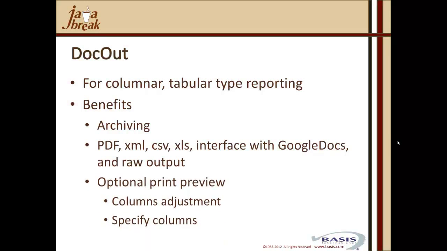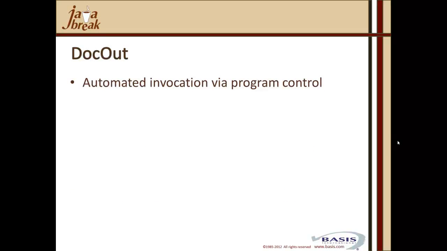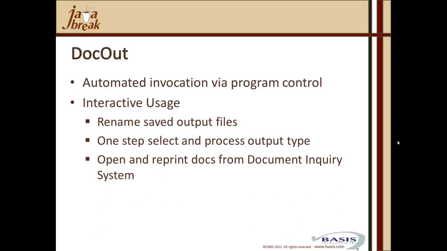And you have optional print preview where you can do the column adjustment and you can specify the columns that you wish to have shown. You can automate the output and the invocation of DarkArt via program control so that there's no UI, or you can have interactive usage where the user has the option to rename and save output files. It also offers you a one-step select and process to a particular output type, and you can open and reprint docs from the document inquiry system.